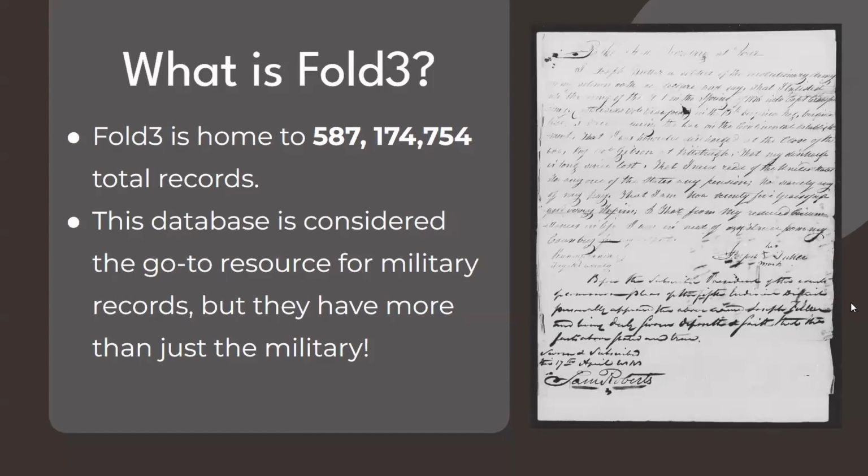So what is Fold3? Fold3 is home to this number: well over 500 million total records. The database is considered the go-to resource for military records, but they have more than just military records. You can find things relating to Native American research. You can find UFO files, investigations. So it's an interesting collection of materials, but because it's so big, you can kind of get lost in it.